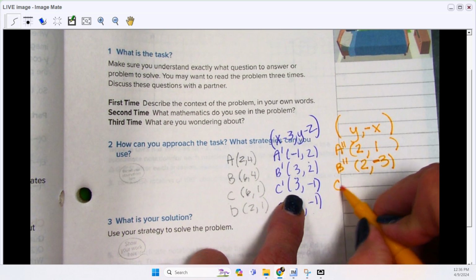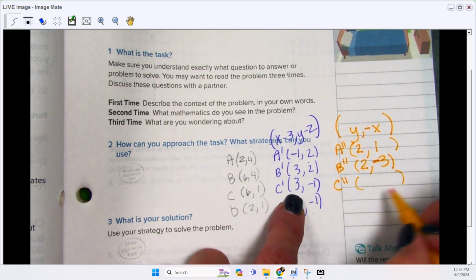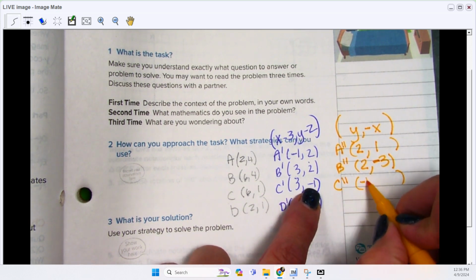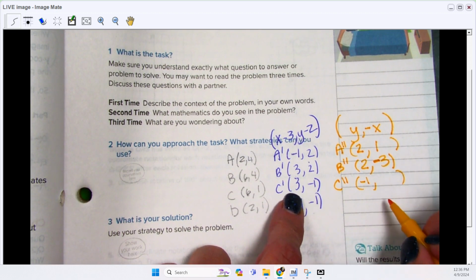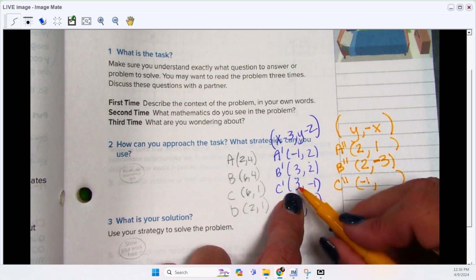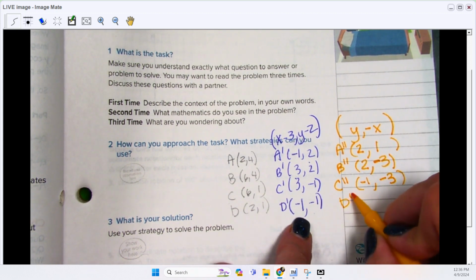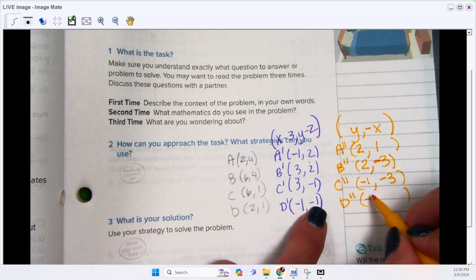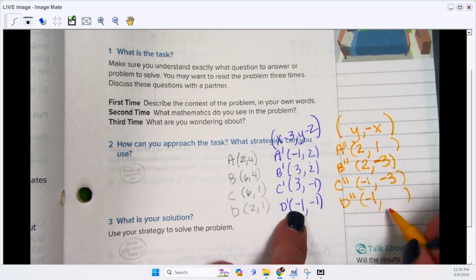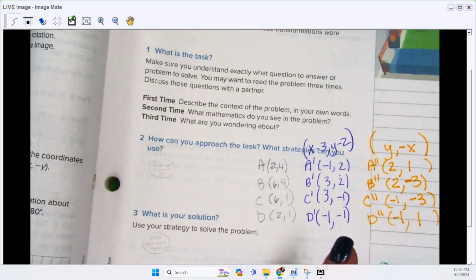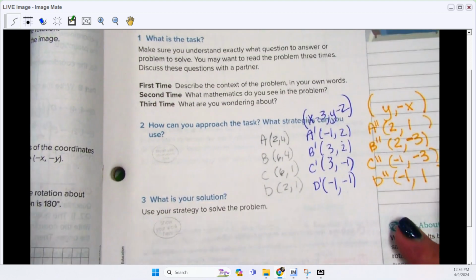Then this one, C double prime. I change this to the first coordinate, and then the 3 goes over here, but I do the opposite. And D double prime: I take the negative 1, it goes in front, and then I take the opposite of this. So now let's check my answers.